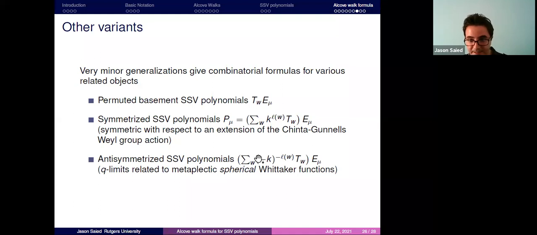Similarly, we have an anti-symmetrized version, and this is what will give us spherical Whittaker functions in the metaplectic setting. And again, the formula looks very similar. You just have to adjust the k coefficients.